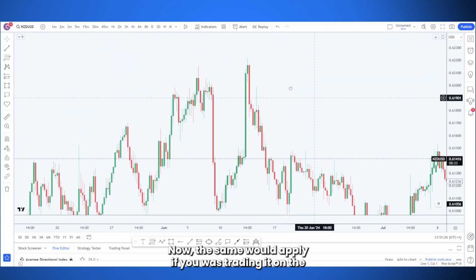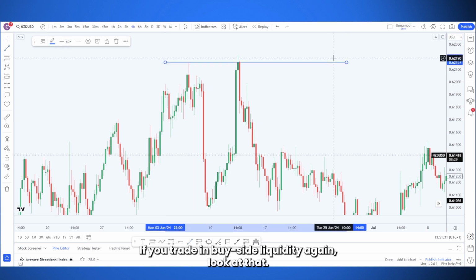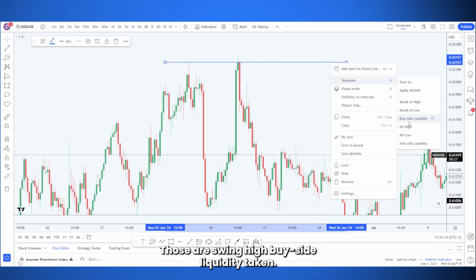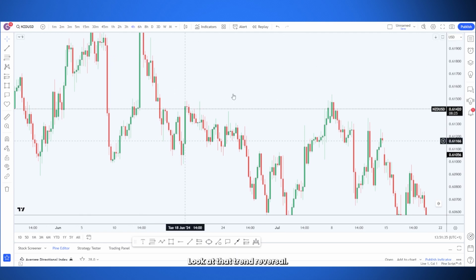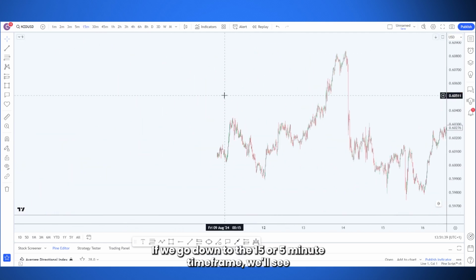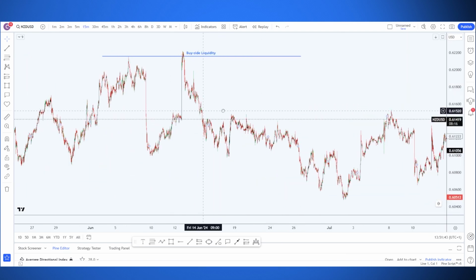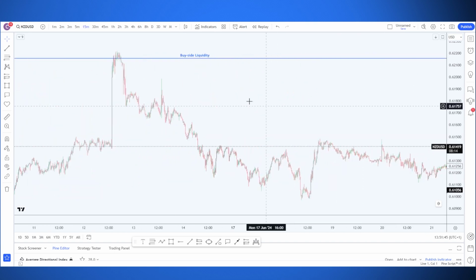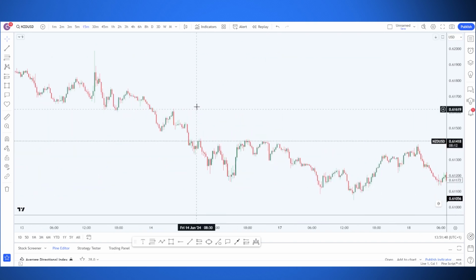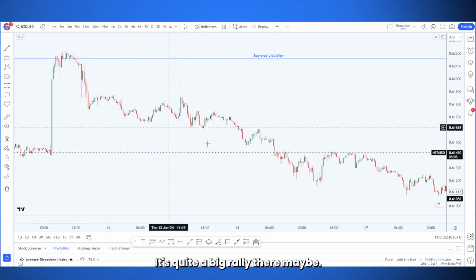Now the same would apply if you were trading buy side liquidity. Again, look at that. There's our swing high, buy side liquidity taken. Look at that trend reversal. If we go down onto the 15 or 5 minute time frame, we'll see if we can find an entry. It's quite a big rally there.